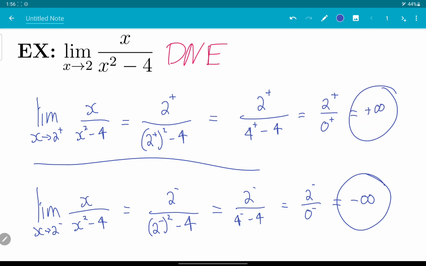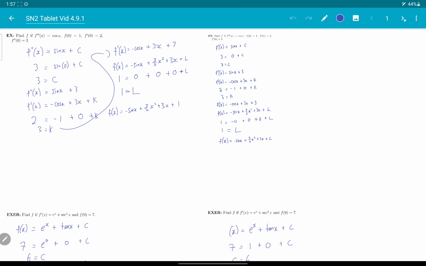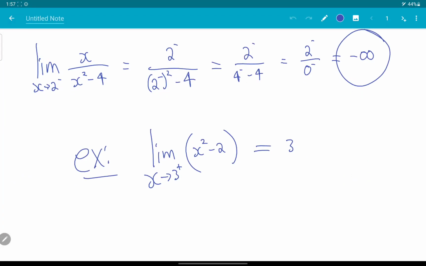Okay, one more thing about this notation. Let's do a side example here. If I gave you, say, the limit as x goes to 3 plus of x squared minus 2, you could just use this scheme again, where you plug in 3 plus. You can plug in 3 plus squared minus 2, and then you get 9 plus minus 2, and that would appear to be 7 plus.